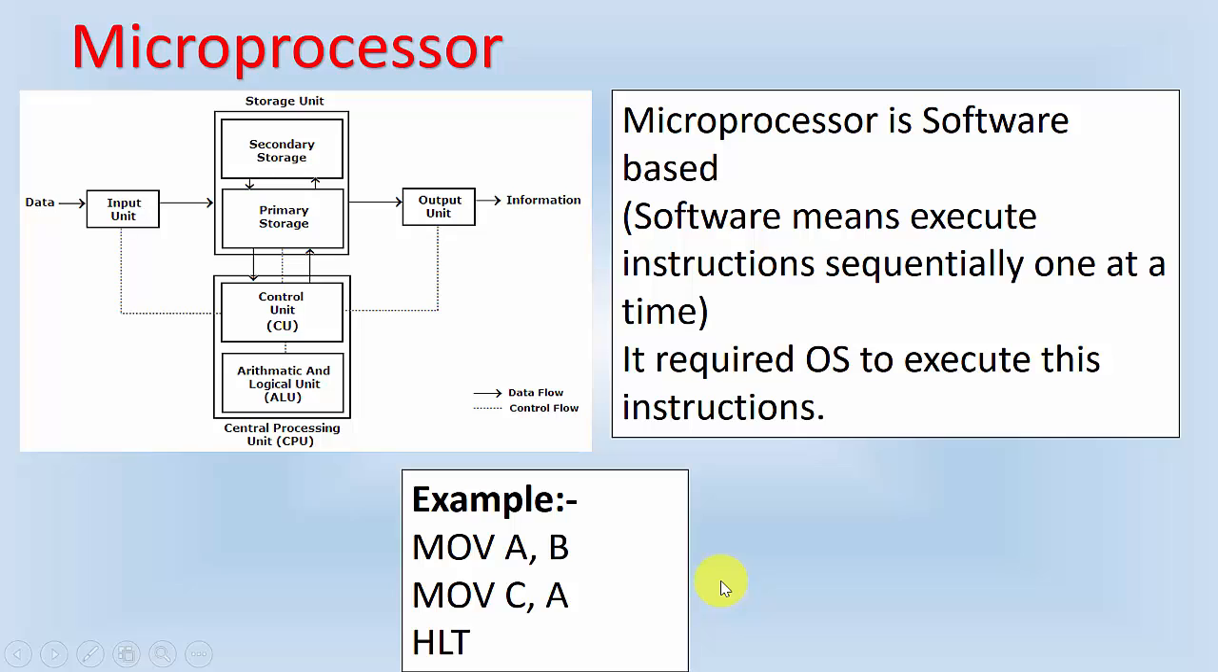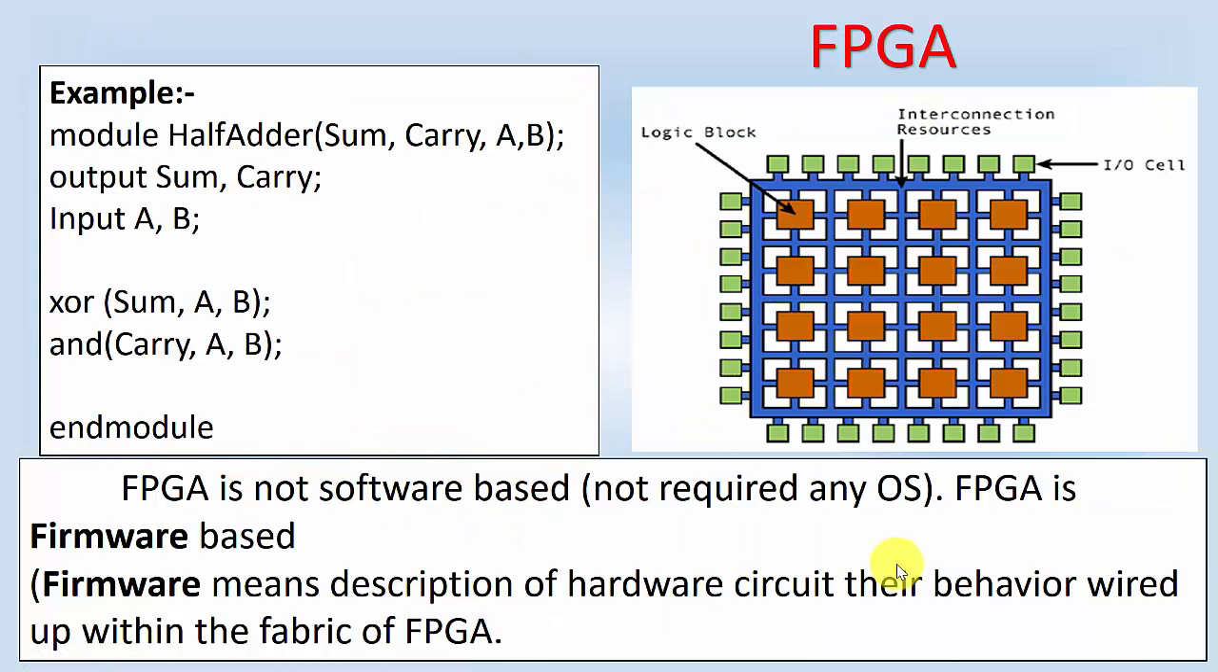Next, we will see about FPGA. Whereas FPGA is not software based and it does not have any operating system. It is a firmware based one. For FPGA, we write programs in VHDL and Verilog HDL. HDL means hardware description language. Here we describe the hardware in the form of code.